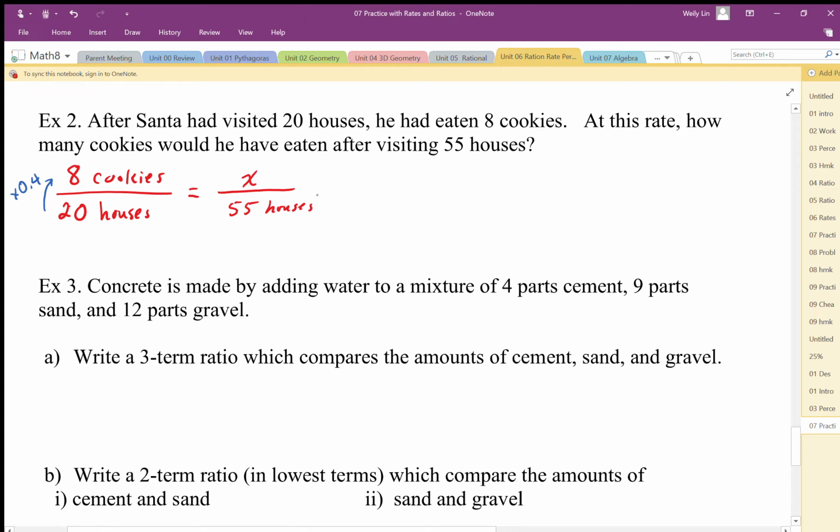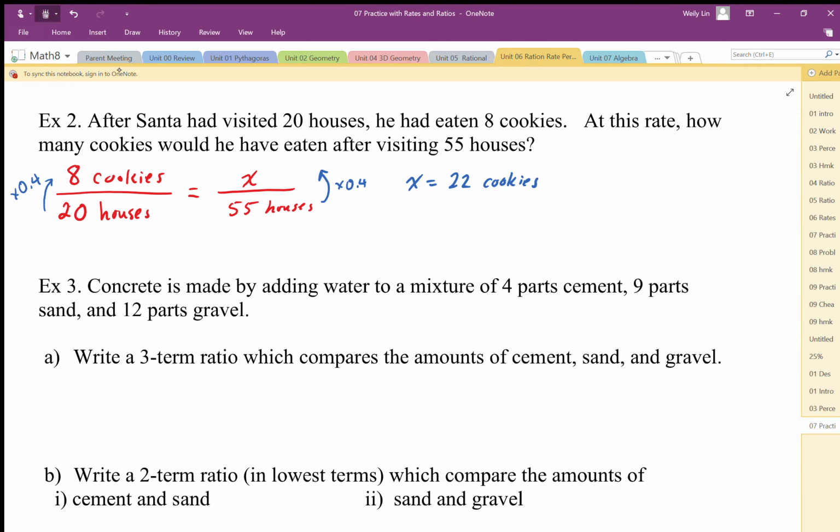So that 0.4 represents our vertical multiplier. And when we divide these two terms, we end up with our unit rate. So we end up with 0.4 cookies per house. So it's a unit rate per one house. And we can use that multiplier to work out the number of cookies that 55 houses works out to be. So we do 55 times 0.4, and that gives us x is 22 cookies. So he would have eaten 22 cookies after visiting 55 houses.